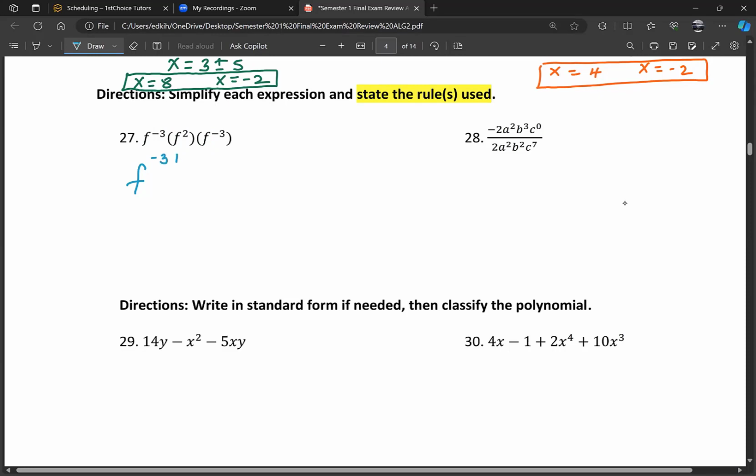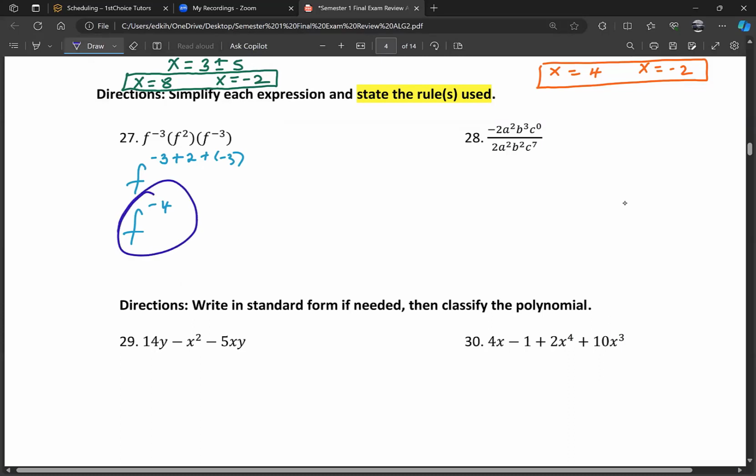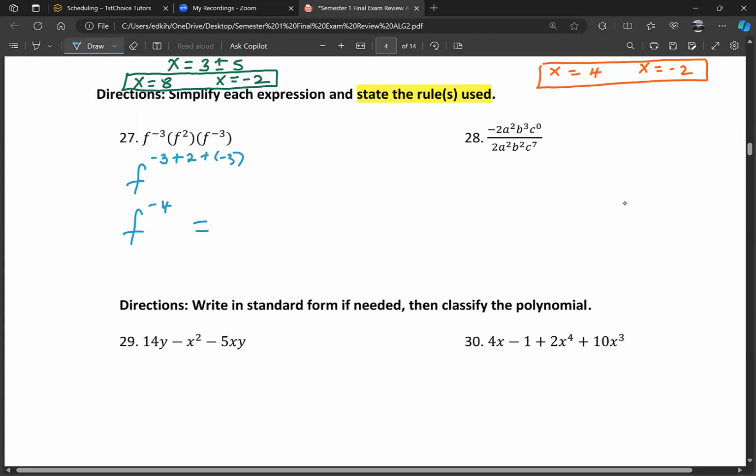So it'd be negative 3 plus 2 plus negative 3. Let's simplify this. Negative 3 plus 2 is negative 1. Negative 1 minus 3 is negative 4. So please remember, never leave your answer with a negative exponent. That's going to be marked wrong always. Thankfully, to fix this is super easy. You simply move the thing that has the negative exponent.